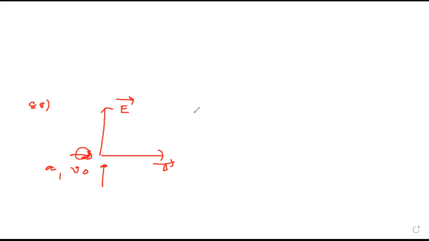What is the force acting along the y-axis? It is due to the electric field. The acceleration along y is qE, which is force along y upon m.